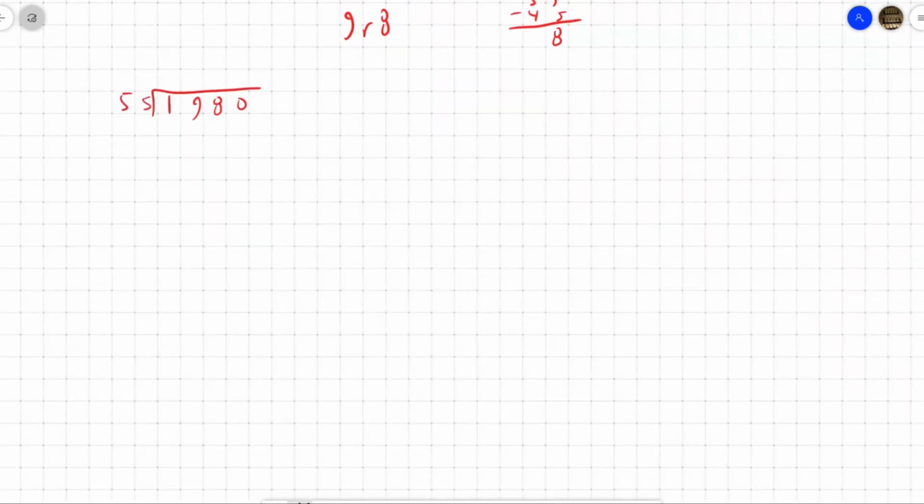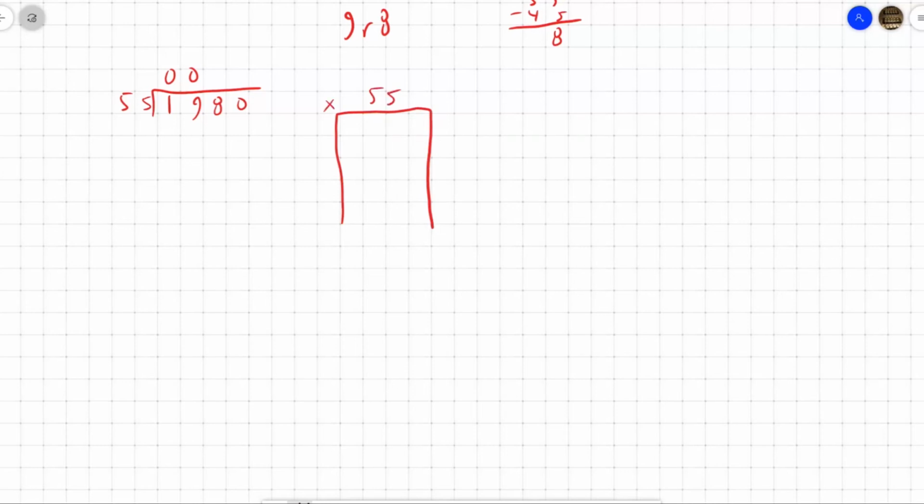Alright, so 1,980 divided by 55. So again, how many 55s are in 1? How many 55s are in 19? How many 55s are in 198? I don't know. So can I use this area model approach? It's almost like a reverse area model approach, I guess.